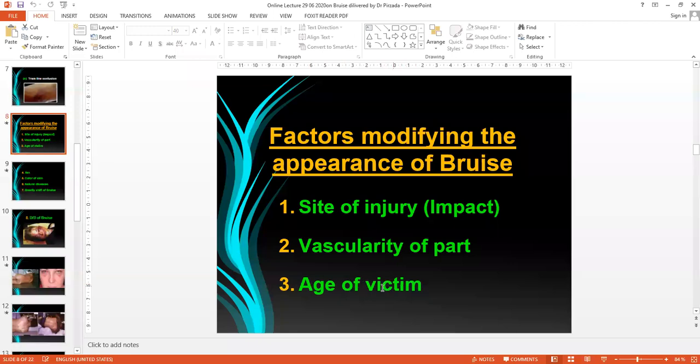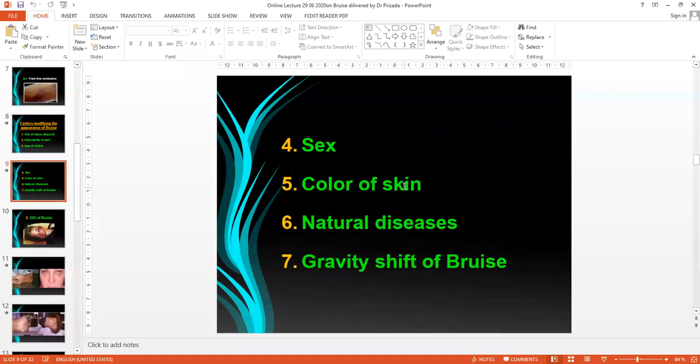But in the younger age group, it depends upon the force. If the force is maximum, then it appears early. If it is minor, then it appears late, very slowly. Then we have gender differentiation, that is the sex. Females are very prone to develop bruises early on account of more subcutaneous tissue, the fatty area. So in case of females, it is more common.